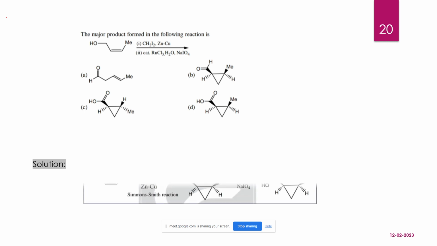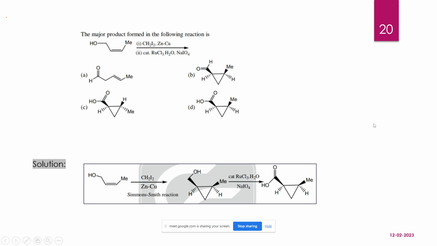So let's solve. So this is the solution. What is happening here? Like I have discussed in the previous class, this carbene will add to this alkene system. Then we will get this type of cyclopropane ring, which, when we add this type of oxidizing reagent, ruthenium chloride, which is an oxidizing reagent. Just for information, remember that ruthenium chloride is an oxidizing reagent. So when it is added, we will get this.